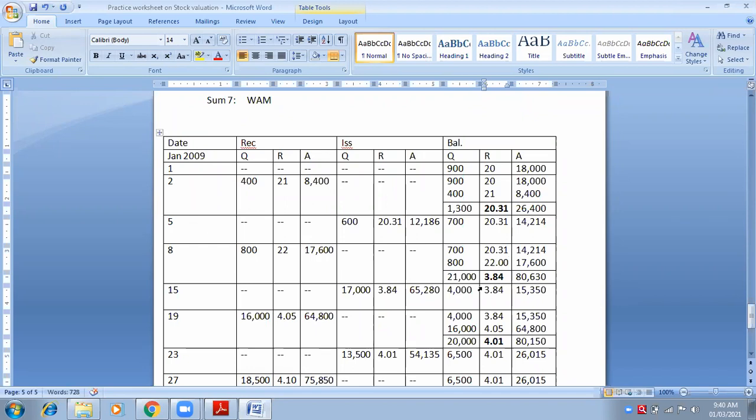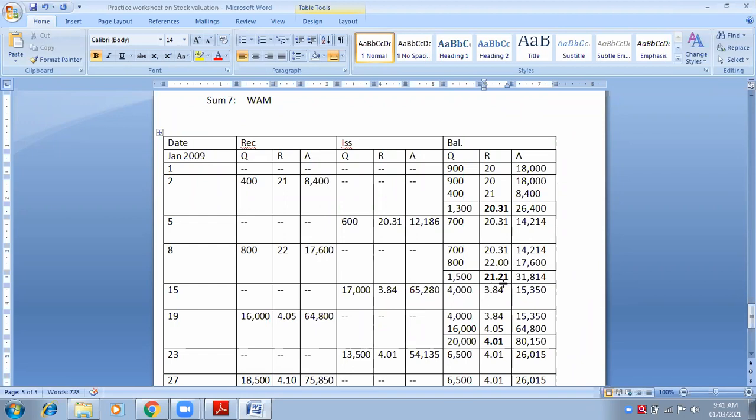Okay, is it clear? Now we have to add both of them. So what is 700 and 800? 1,500. And what is the total amount? 14,214 plus 17,600. 31,814. 31,814 divided by 1,500. You will find the rate which will be known as weighted average rate. 21.21. Is that correct?